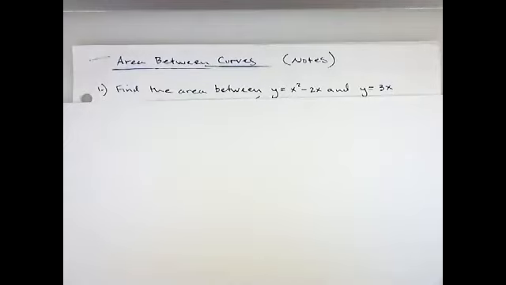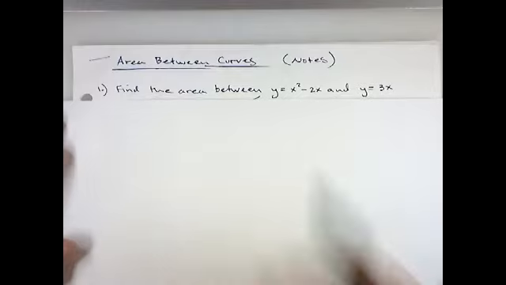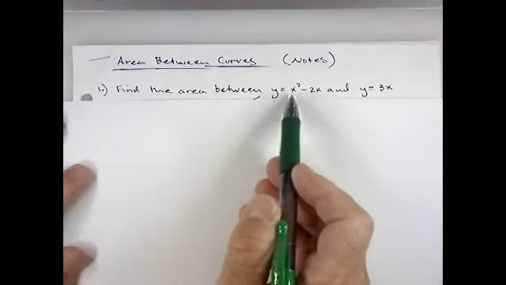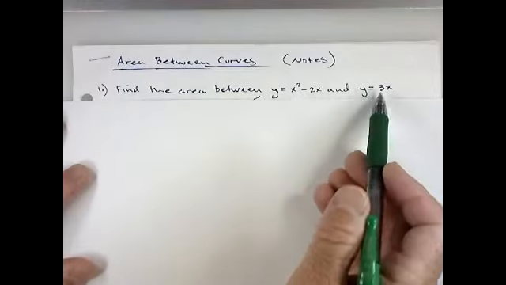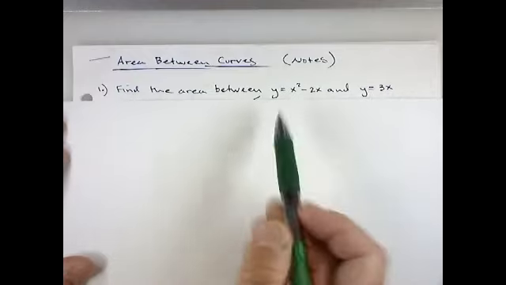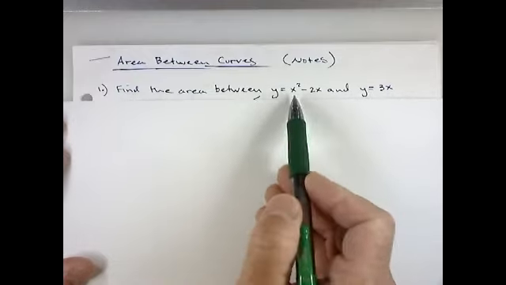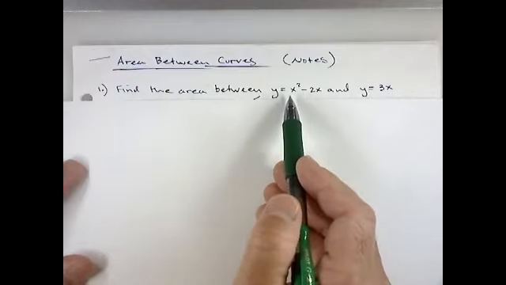All right, now we know how to evaluate integrals. We can go back and revisit finding area. In particular, let's find the area between two curves. Here we're going to find the area between y equals x squared minus 2x and y equals 3x. Step number one, I would strongly suggest, is sketching a graph.